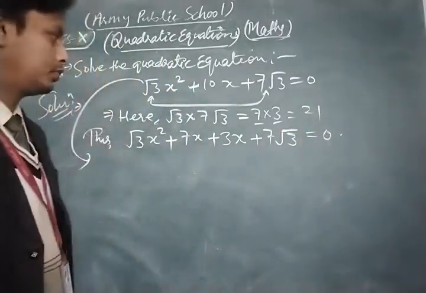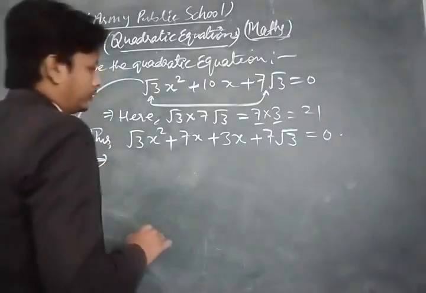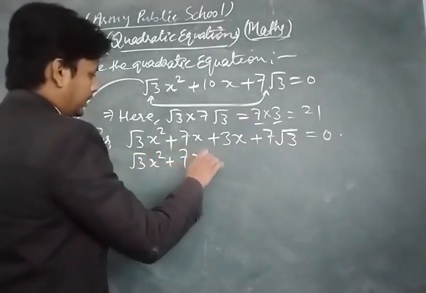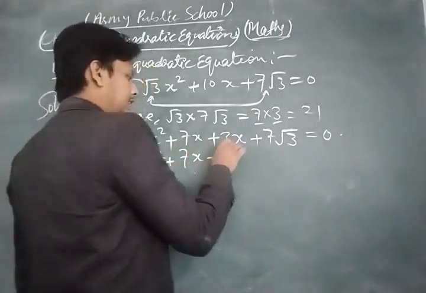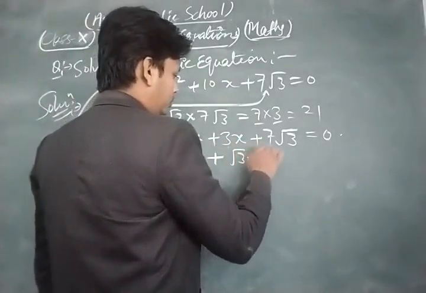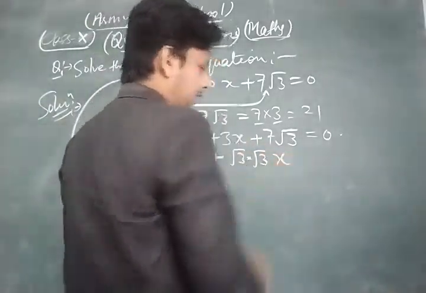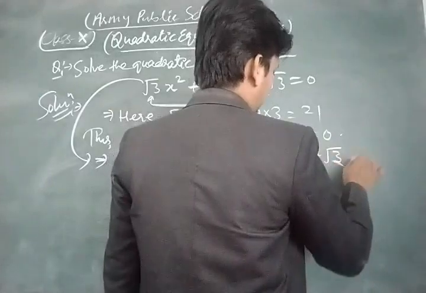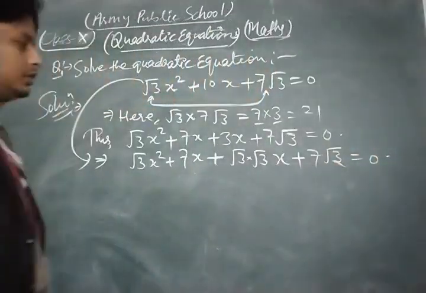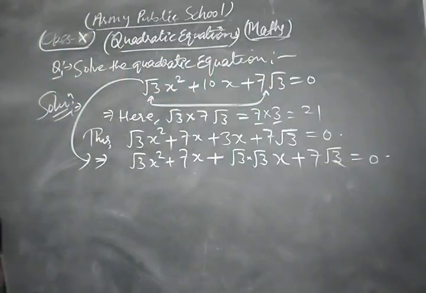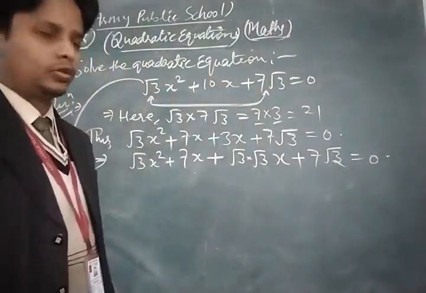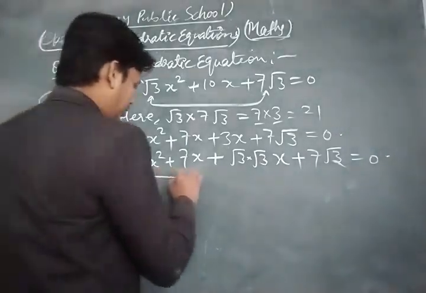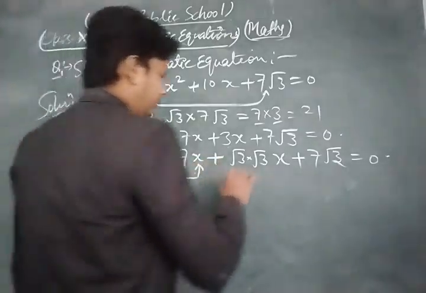Now let's see one more important step. We can write this as root 3 x square plus 7x plus, we can write this 3 as root 3 into root 3, times x, plus 7 root 3 is equal to 0. Now, dear students, we take the common factor by pairing the terms. Now we form a pair.